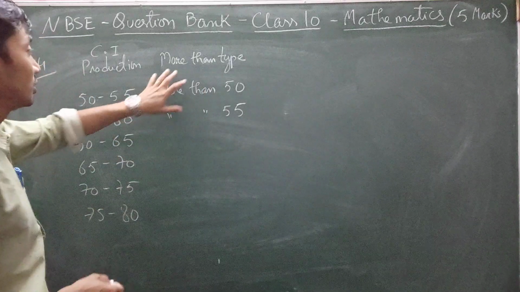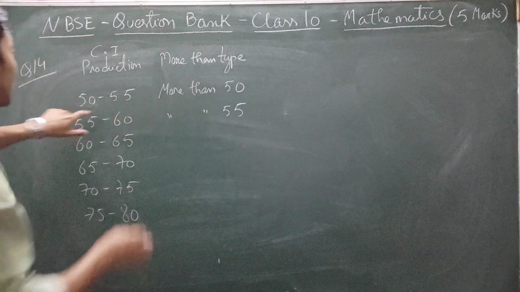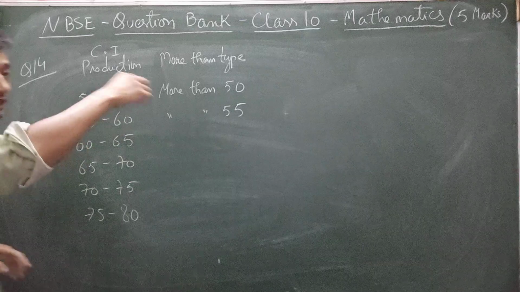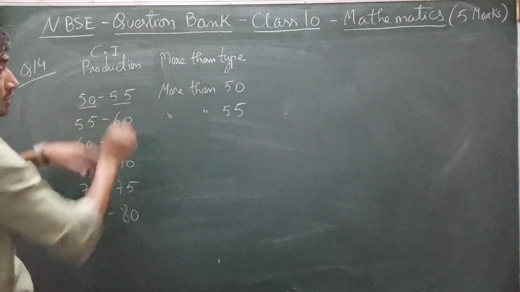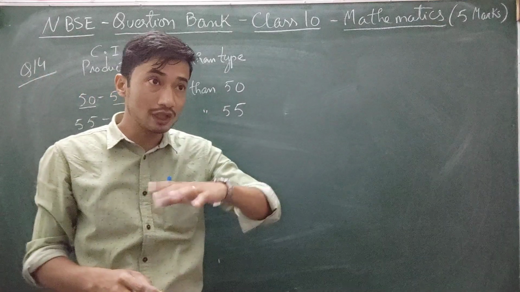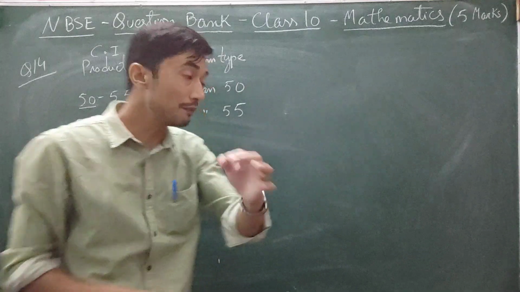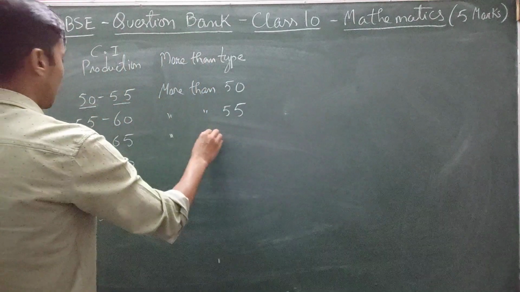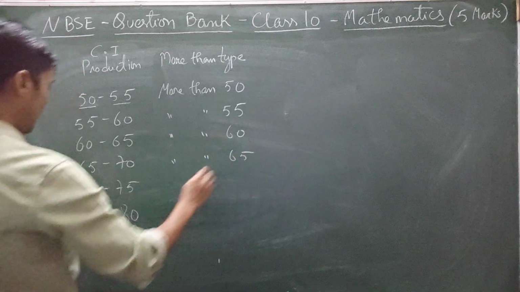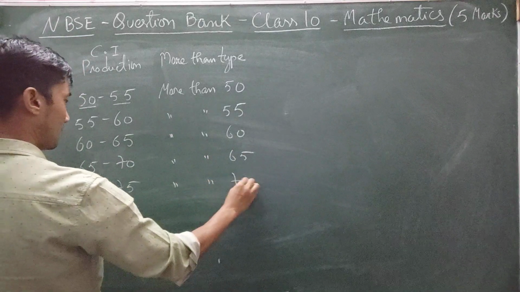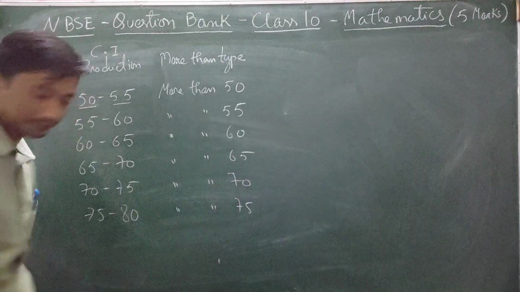So when you go for a more than type, remember, when you start preparing the table, for more than you write the lower limits only. If the question is about less than, then you write the upper limit. So it's like inverted. More than, you will write the lower limit. Less than, you will write the upper limit. Similarly, more than 60, more than 65, more than 70, more than 75.